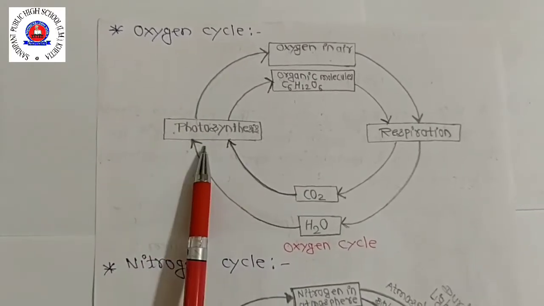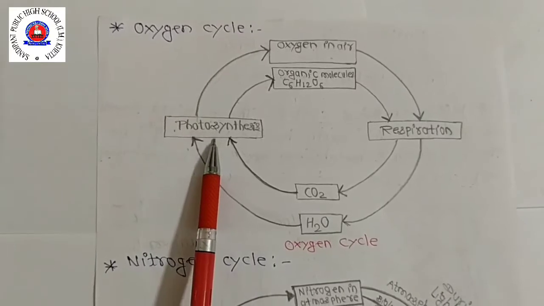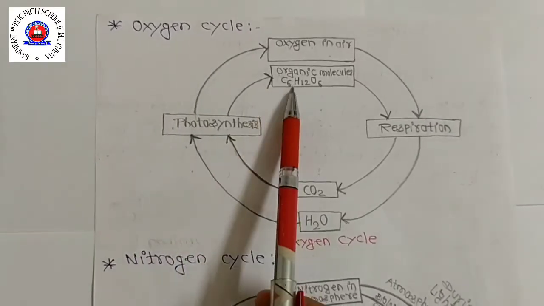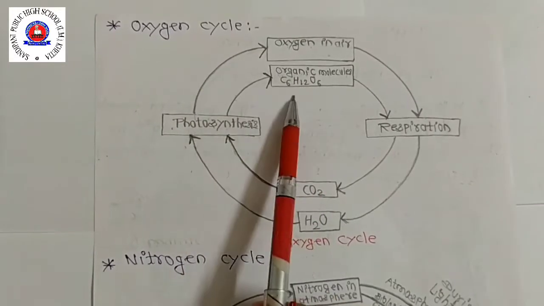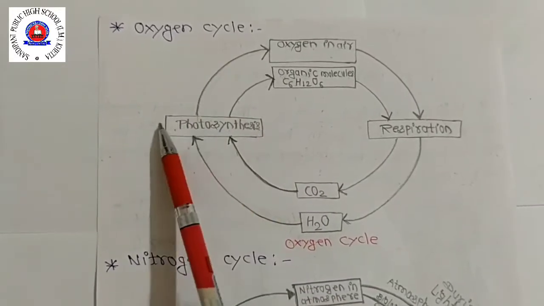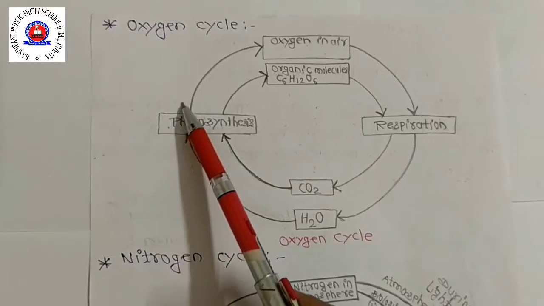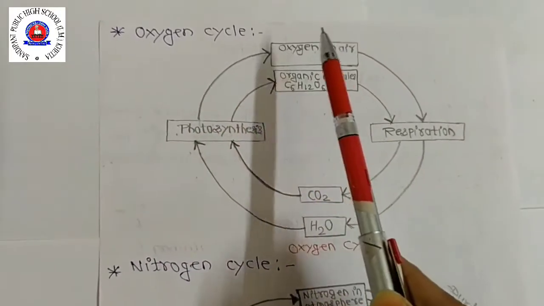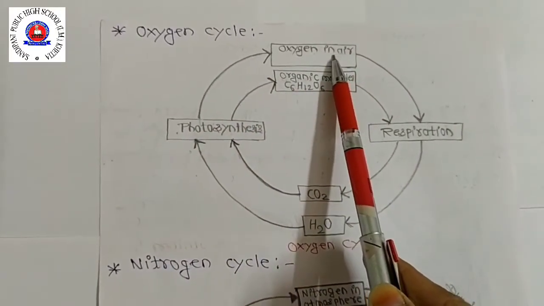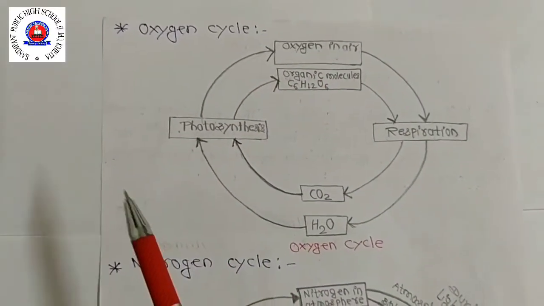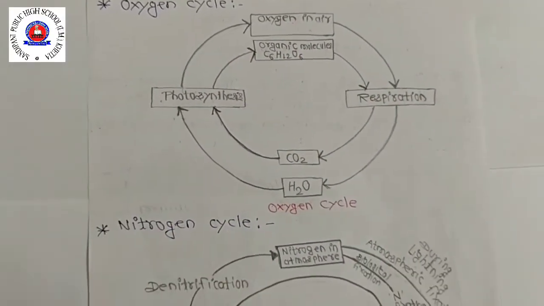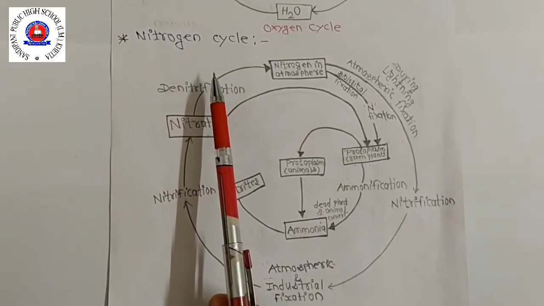And you know very well that in the photosynthesis process, glucose, that is C6H12O6, an organic molecule, is formed and oxygen gas is released. So oxygen gas is released and comes back into the atmosphere air. Clear this one? So this is a complete oxygen cycle. Okay. And next is the nitrogen cycle.